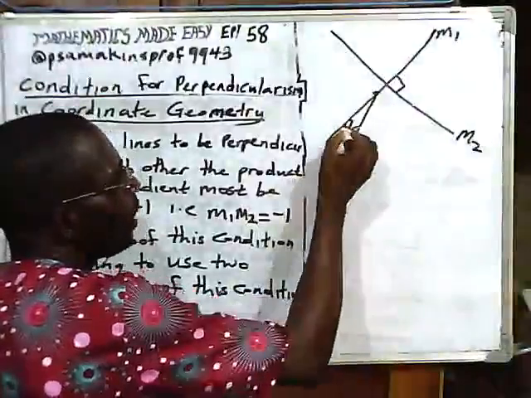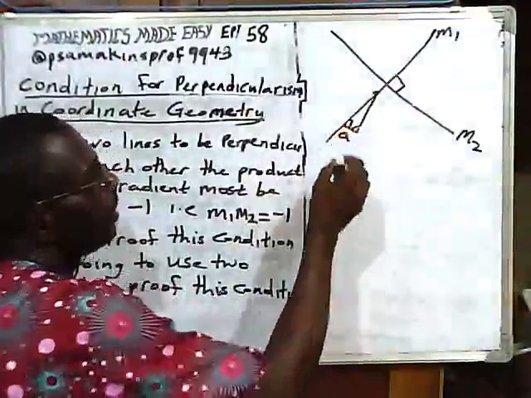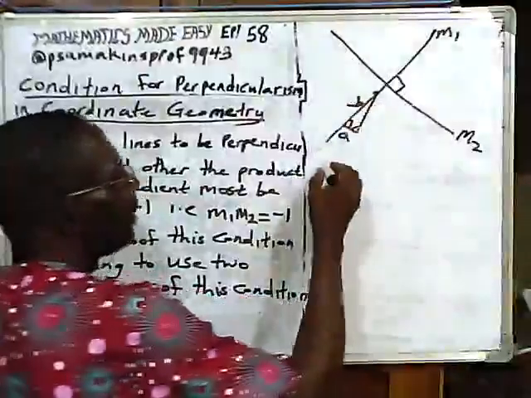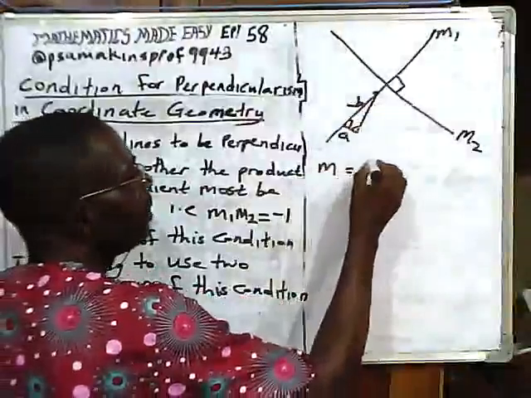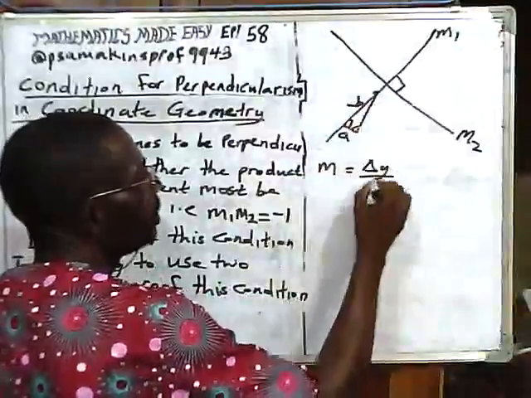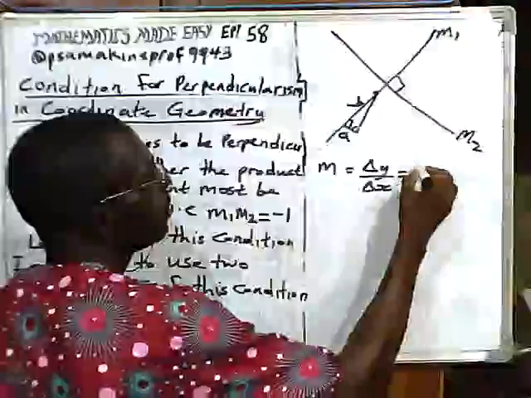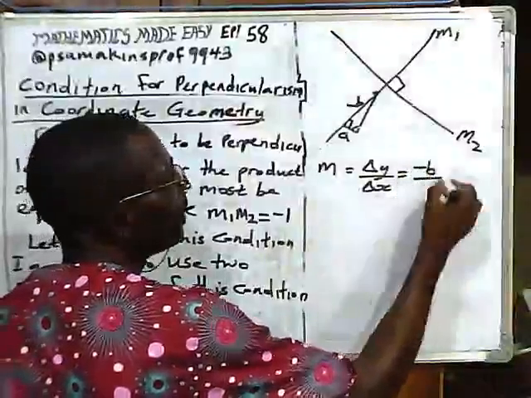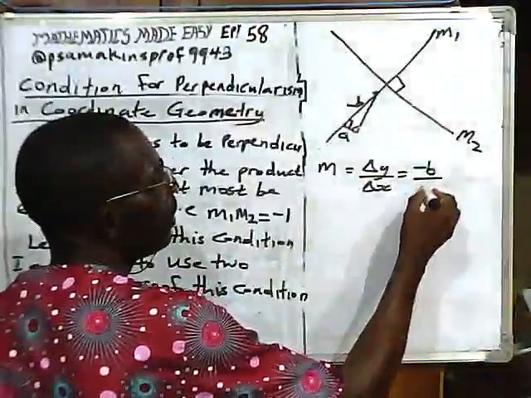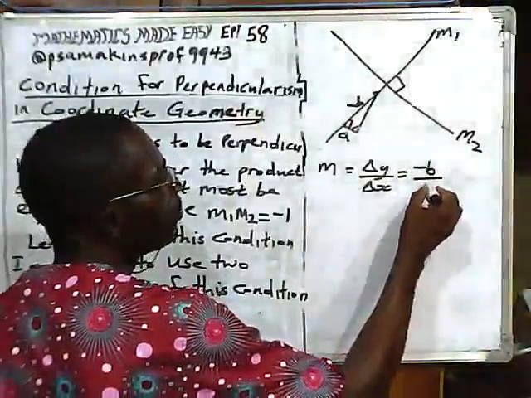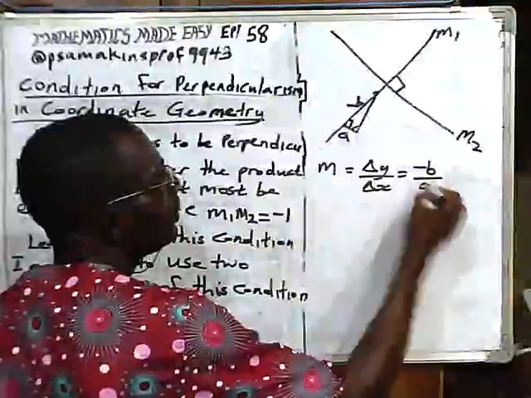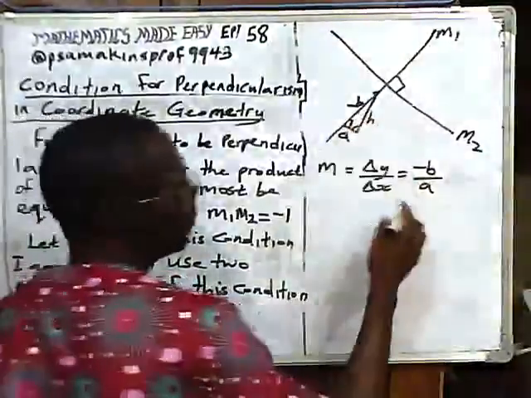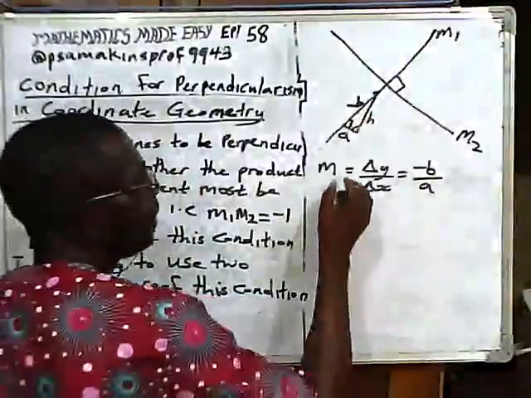This is Y. We have +1 here, while this one is -B. So our gradient 1 is now the change in Y over the change in what? X, which is the change in Y, minus B, over the change in X. We have A, opposite over adjacent. Now this is the hypotenuse. Now from here we keep this one then as M1.